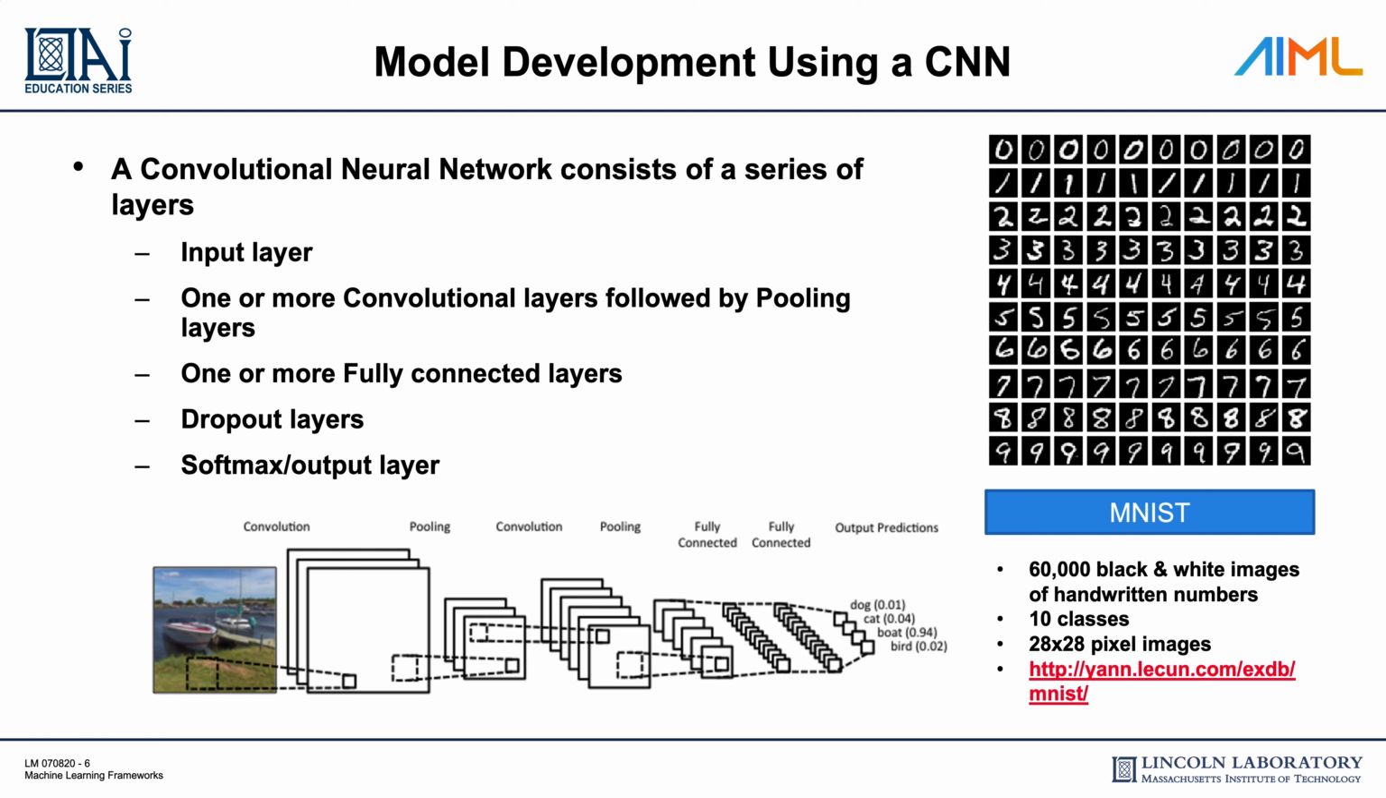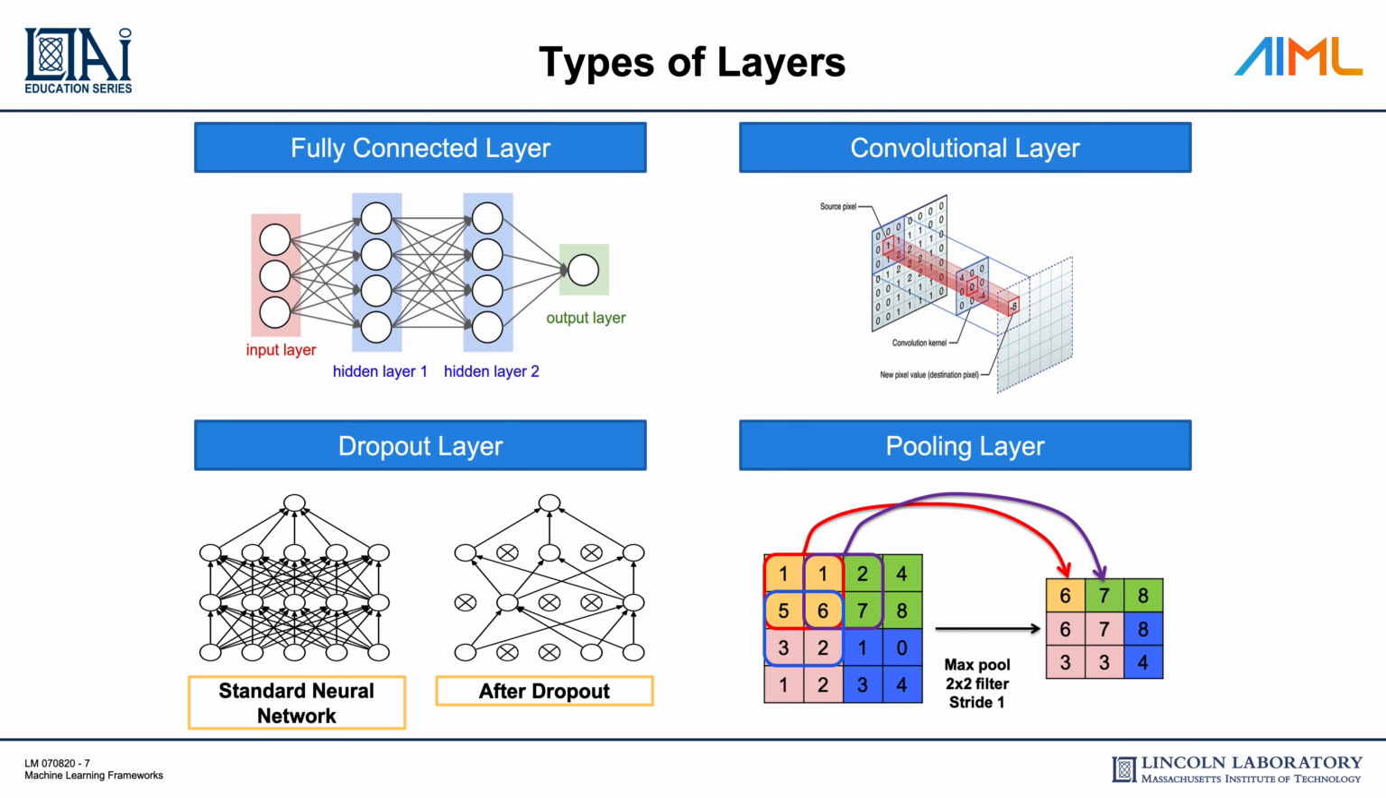As its name implies, a CNN contains convolutional layers. Each convolution is followed by a pooling layer, and the entire network usually ends in one or more fully connected layers. There may also be dropout layers. The final output layer uses a softmax activation function to give an output like a probability for each class. Before we go into the example, I'll briefly review the types of layers you'll see in CNNs.